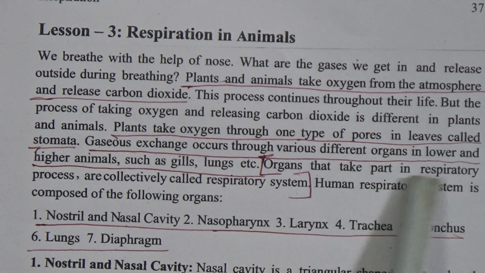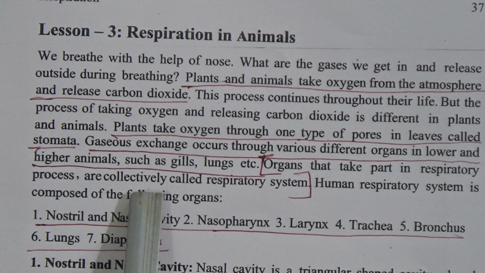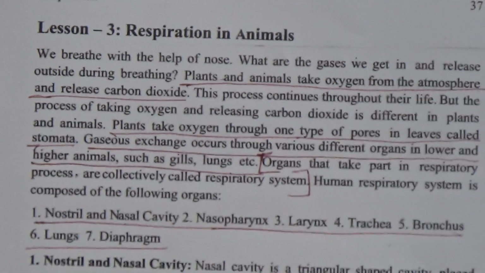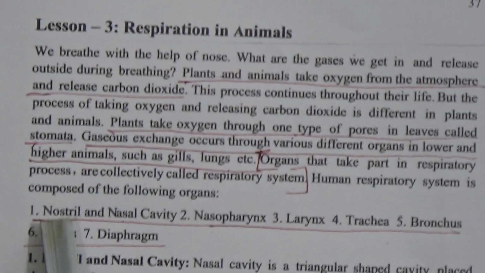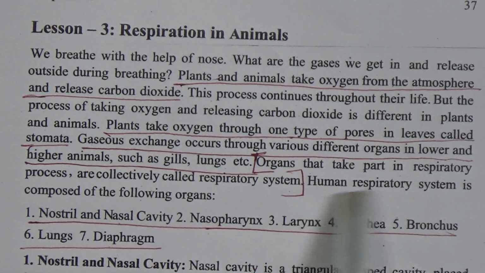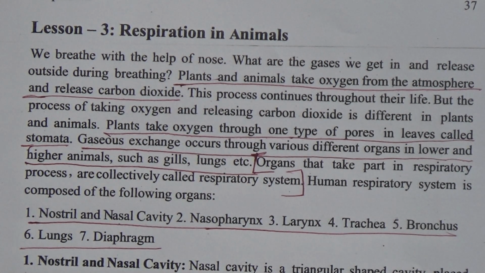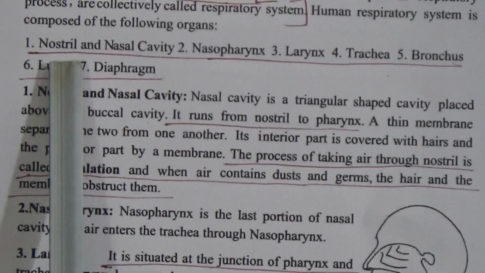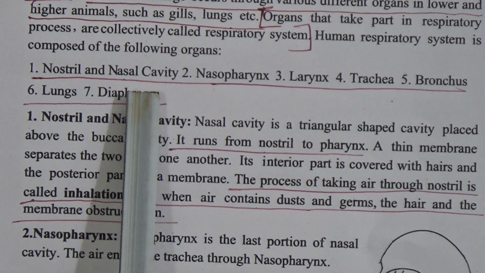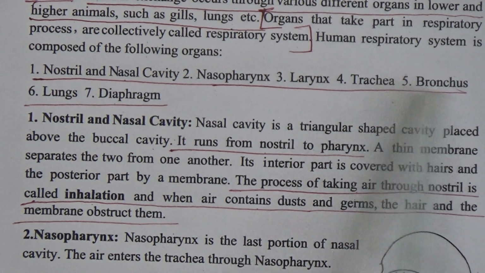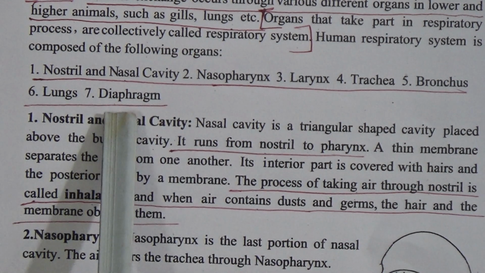Organs that take part in the respiratory process are collectively called the respiratory system. So, what is called the respiratory system? The organs that take part in the respiratory process are collectively called the respiratory system. Now, the human respiratory system is composed of the following organs. Number 1, nostrils and nasal cavity. Number 2, nasopharynx. Number 3, larynx. Number 4, trachea. Number 5, bronchus. Number 6, lungs, and number 7, diaphragm.